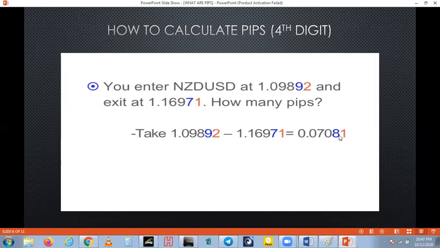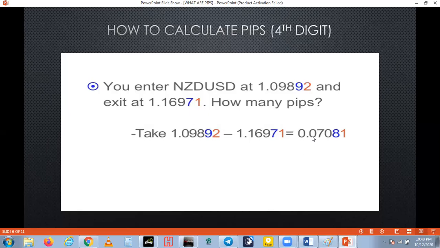Remember what I said about the last fifth decimal figure after the decimal point? The last figure, we call it the fifth figure. We call it the pipet. So this one is the pipet, okay? All the shaded brown you're seeing are called pipets. The pips actually start from the fourth figure, that's why we shaded them in blue.